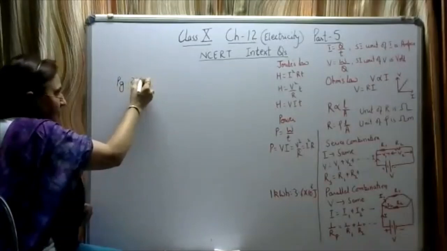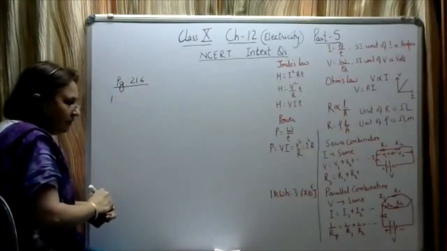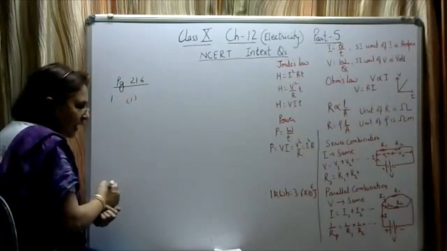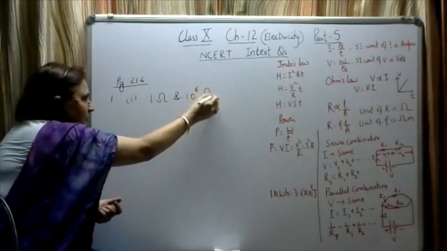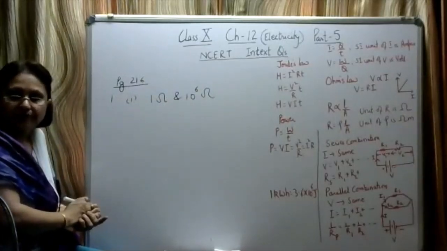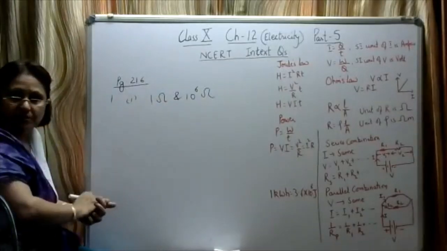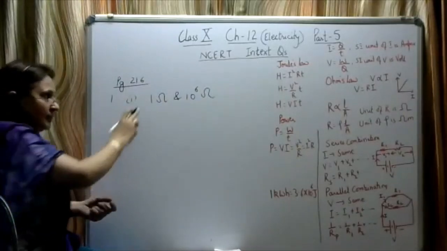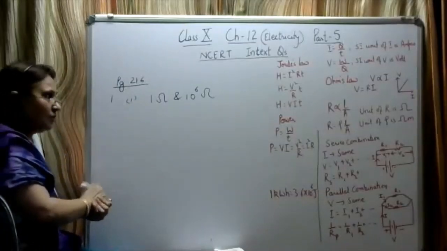A few unsolved questions on page number 216. The first one is to find the equivalent resistance when the following are connected in parallel. In the first one, 1 ohm and 10 raised to the power 6 ohm. These are connected in parallel. We know that in case of parallel combination, the equivalent resistance is less than the least resistance. So it will be less than 1 ohm. Either you can write directly that the equivalent resistance is less than the least resistance, that is, less than 1 ohm.